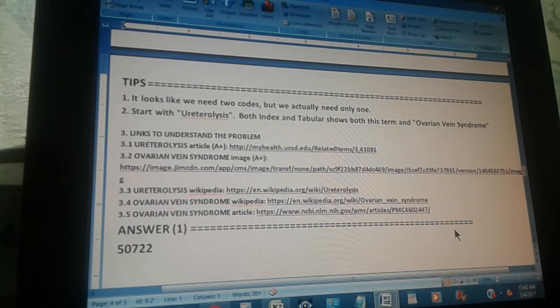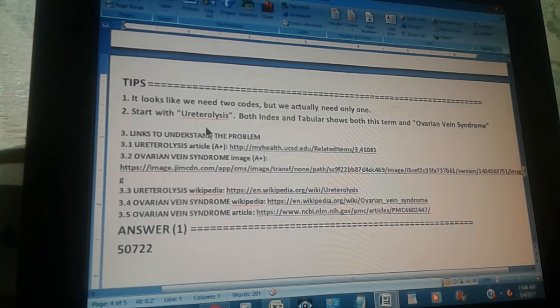So the first tip is: it looks like we need 2 codes, but we actually need only 1. It looks like there are 2 things there, the ureterolysis and the ovarian vein syndrome. But actually the ovarian vein syndrome is not a procedure, it is a diagnosis. So you have to keep in mind that we are coding procedures. That's why we only need one code here. You start with ureterolysis, and the index and the tabular show both this term and then ovarian vein syndrome.